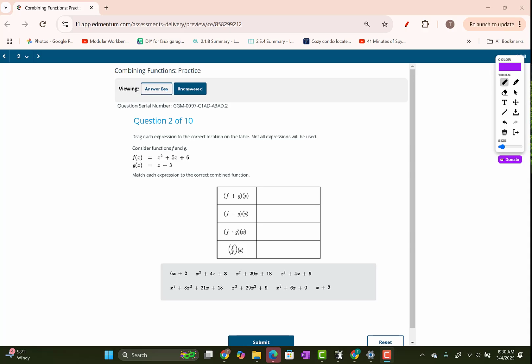Question 2. Consider functions f and g. f equals x squared plus 5x plus 6. g equals x plus 3. Match each expression to the correct combined function.